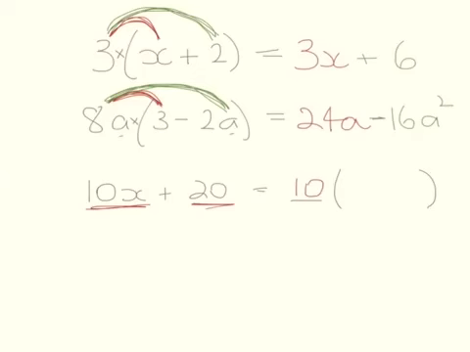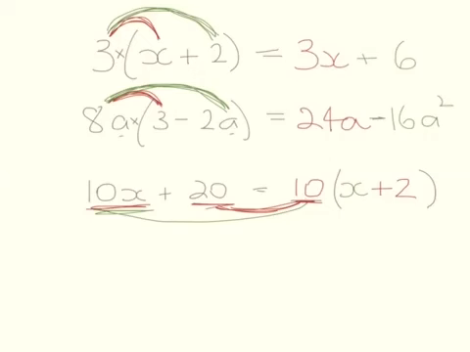Then, what do I have to multiply that 10 by to get 10x? I need to multiply it by an x. And then, what do I have to multiply this 10 by to get 20? 10 times 2 is 20, so the 2 goes there, but it's actually a plus 20, so 10 times what gives me plus 20? It's a positive 2. So 10x plus 20 factorises to 10 outside of x plus 2.